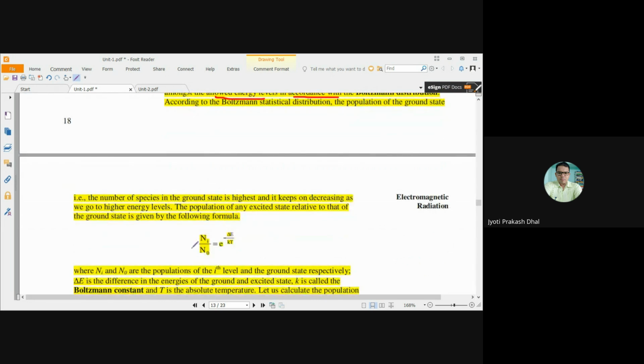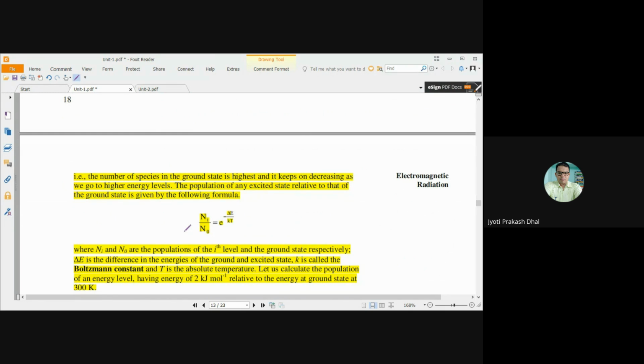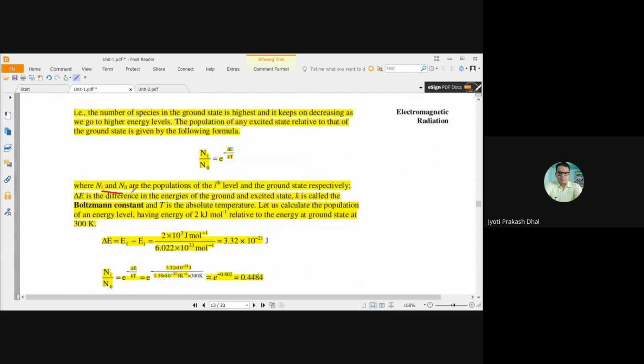According to the statistical Boltzmann distribution, Ni divided by N naught equals e to the power minus del E by kT, where Ni and N naught represent the population of the ith level and the ground state. N naught is the population of the ground state, and Ni is the population of the ith excited state. Population means the number of particles present. So N naught is the number of particles at the ground state, and Ni is the number of particles at the ith excited state.